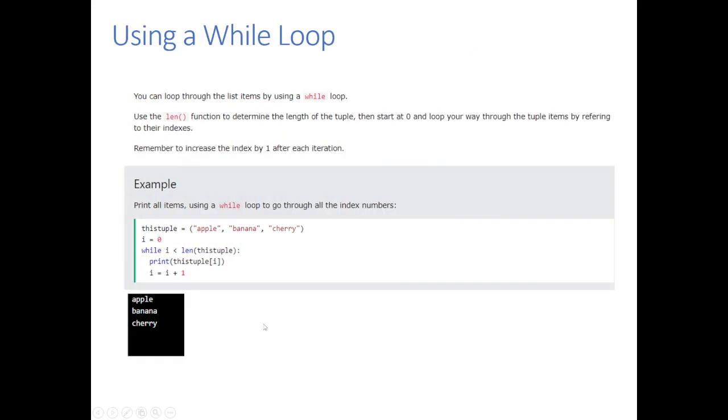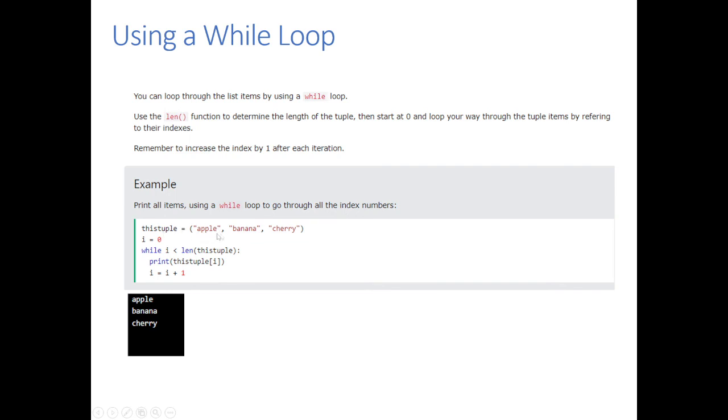Using a while loop. You can loop through the tuple items by using a while loop. Again, similar to a list. Use the length function to determine the length of the tuple, then start at 0 and loop your way through the tuple items by referring to their indices. Remember to increase the index by 1 after each iteration. So if we print all items using a while loop, this is how we do it.